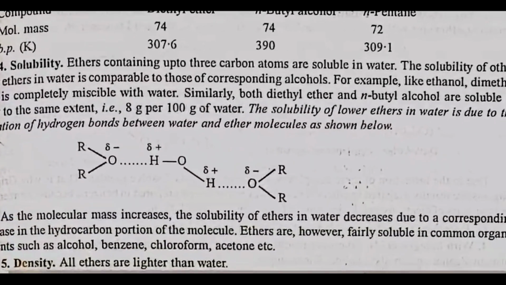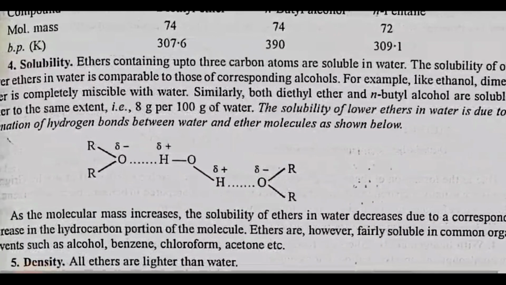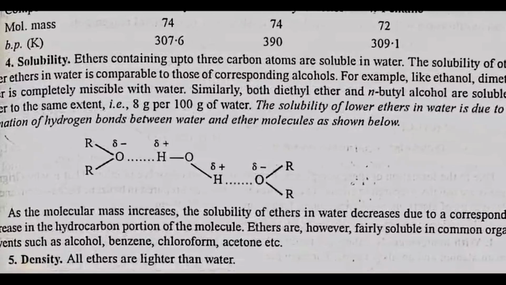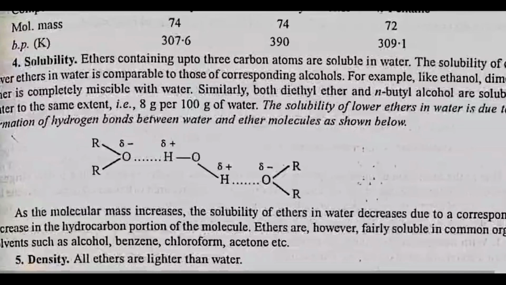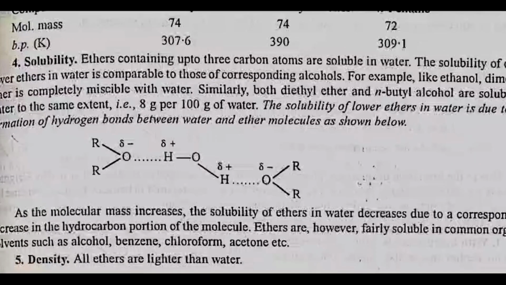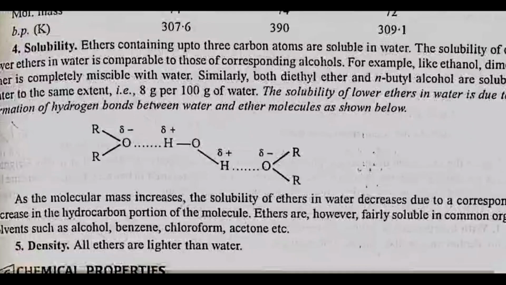Fourth, solubility. Ethers containing up to 3 carbon atoms are soluble in water. The solubility of other lower ethers in water is comparable to those of corresponding alcohols. For example, like ethanol, dimethyl ether is completely miscible with water. Similarly, both diethyl ether and n-butyl alcohol are soluble in water to a small extent, that is 8 gram per 100 gram of water. The solubility of lower ethers in water is due to the formation of hydrogen bonds between water and ether molecules as shown below.